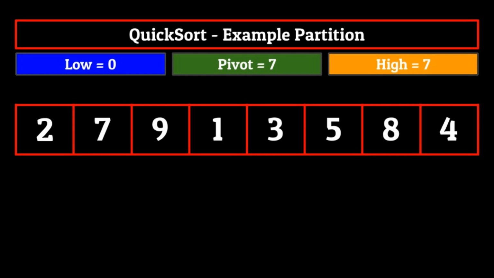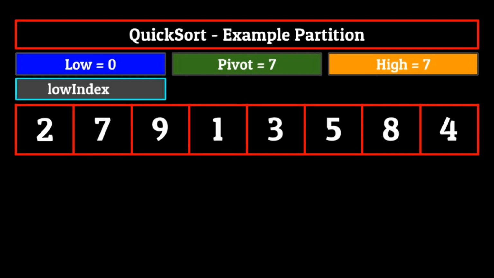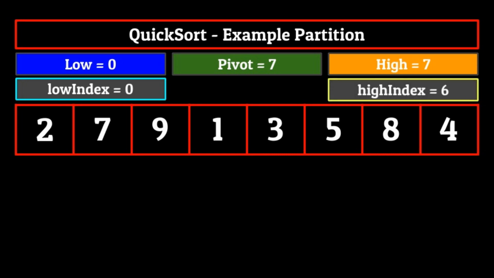Up next, we set up our traversing indexes. So low index gets set equal to the low index which was passed in, and high index gets set equal to the high index which was passed in minus 1. This makes the traversing indexes 0 and 6 respectively. Before we enter our outer while loop, let's color code all 3 important indexes on our array: the low index, high index, and pivot. The next step is to enter our while loop.